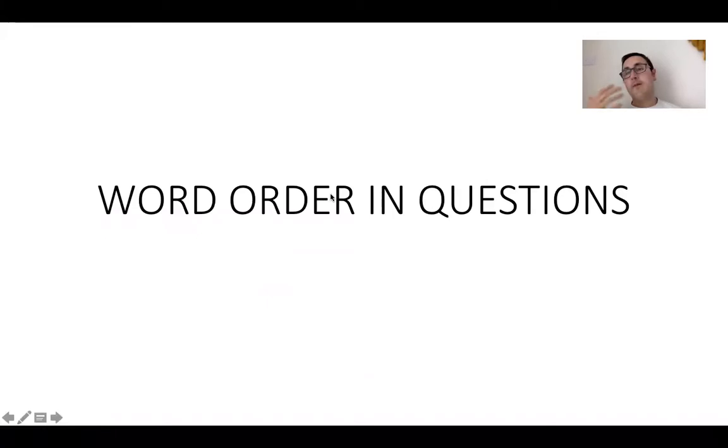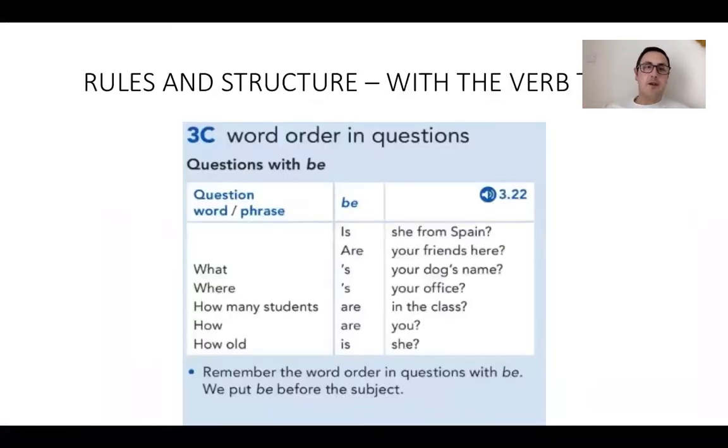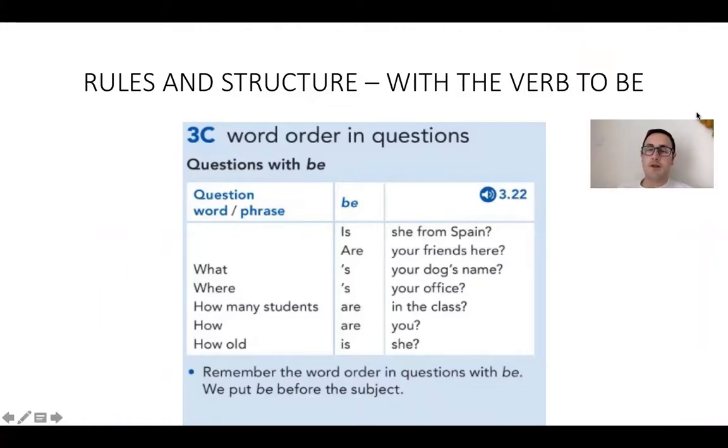So we know the basic question words: what, where, which, who, why, how much, and all of this. So you have the rules and structure, and this is the first one, and it's going to be with the verb to be. So you have this word order in questions with the verb to be. You have the question words: what, where, how many students, how old. This is the question word or question phrase. And then you have the verb to be.